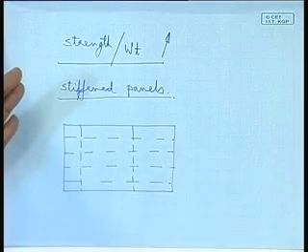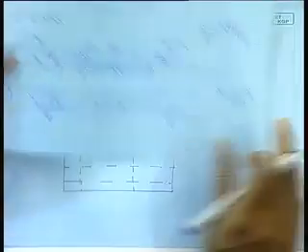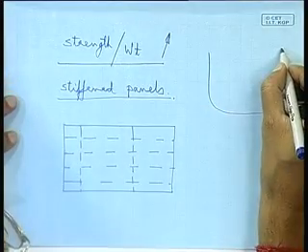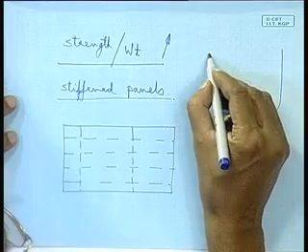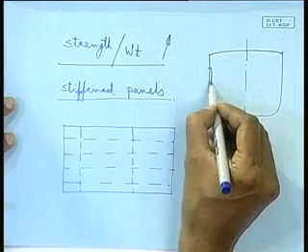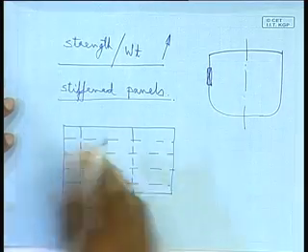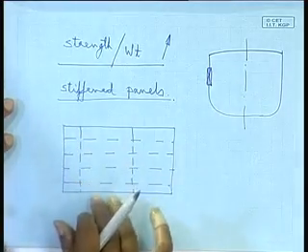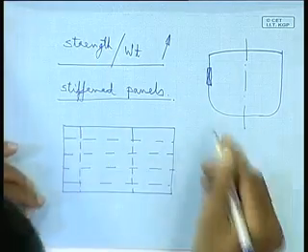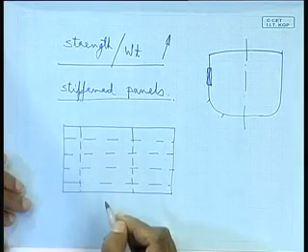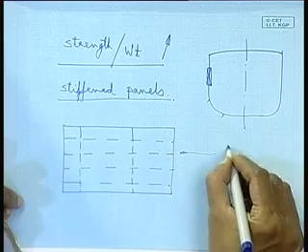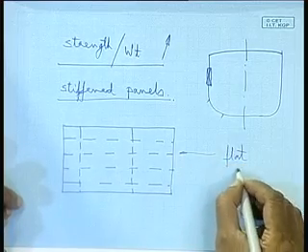The only difference would be, say for example, let us take a look at one of the sections. Suppose I cut a piece from here, it will be some stiffened panel I may expect of this nature, that means a plate with certain stiffeners welded. If I cut a piece from here, the only difference will be that it will be curved. So, the stiffened panels can be either flat or curved.